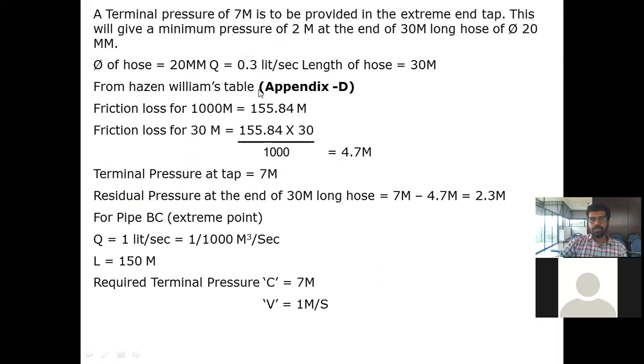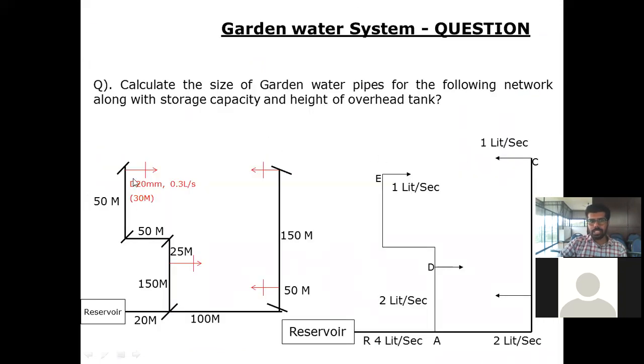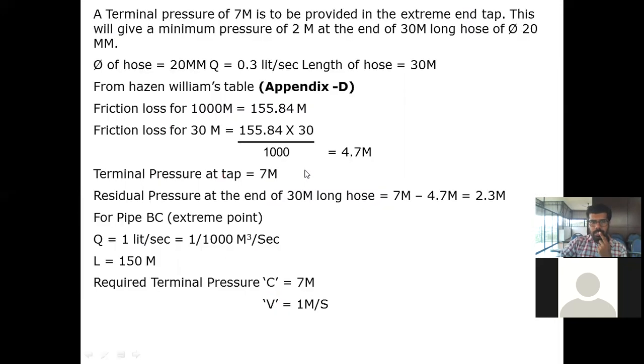Okay, so at this line, 20 mm, 0.3, the friction loss is 155.84. We get it from the Hazen-Williams table. So what is our length actually? Actual length, it is 30 meter. This will be the same, 30 meter. So for 1000 meter, it is 155.84 meter is the friction loss.